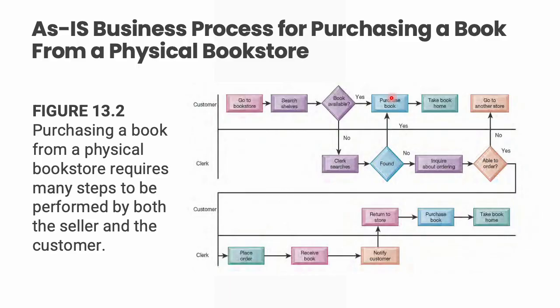Once you find the book that you want to buy, you go to the cashier to pay for the book. You have to wait in line to pay, and then the staff will check the price, check the money, give your change, and then maybe wrap the book for you. That's a very manual process.